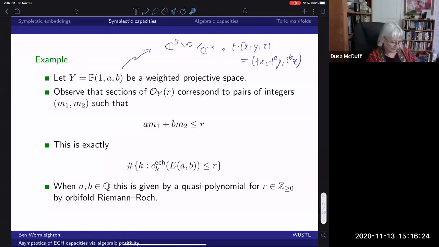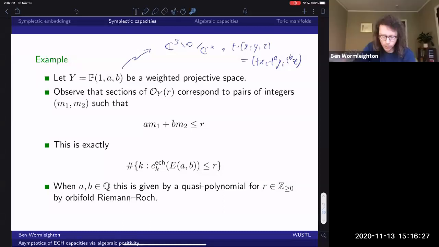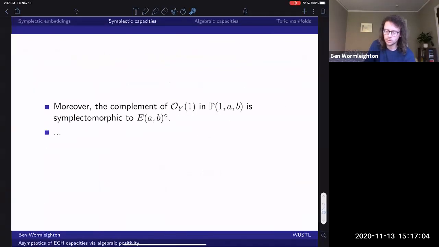This is a toric variety. In the toric dictionary between polytopes and divisors, sections of a distinguished bundle O_Y(R) on this projective space correspond to pairs of integers such that exactly the same conditions hold. And so once again, our count of capacities which are bounded above by a certain number is given by a quasi-polynomial, this time not by Ehrhart's theorem, but by the analog in toric geometry, orbifold Riemann-Roch, since the toric variety we have is an orbifold. So this is the main bridge, or main suggestion, of what's going on here.